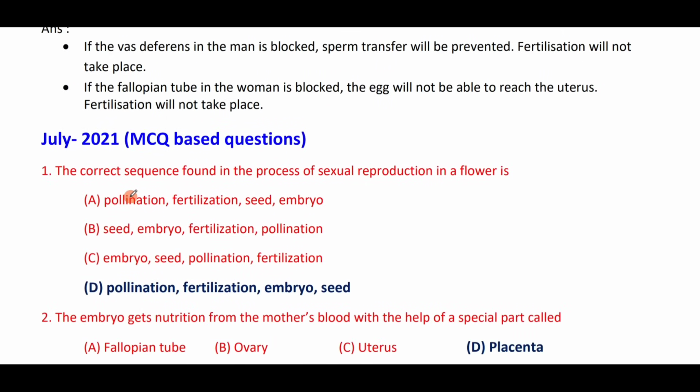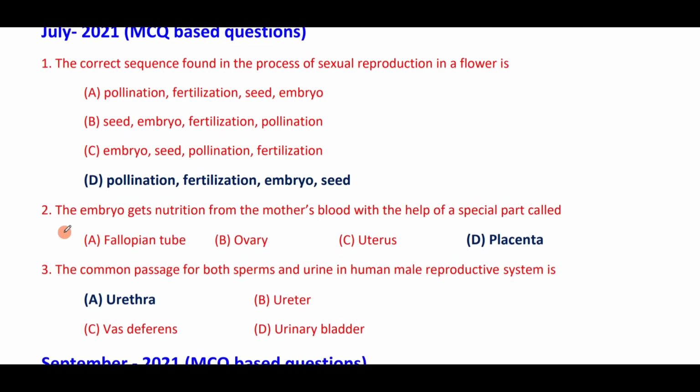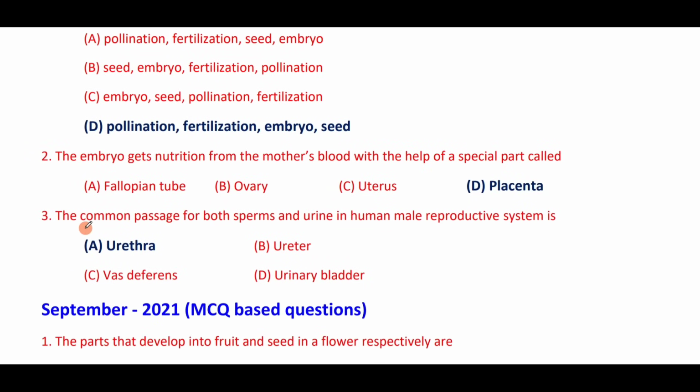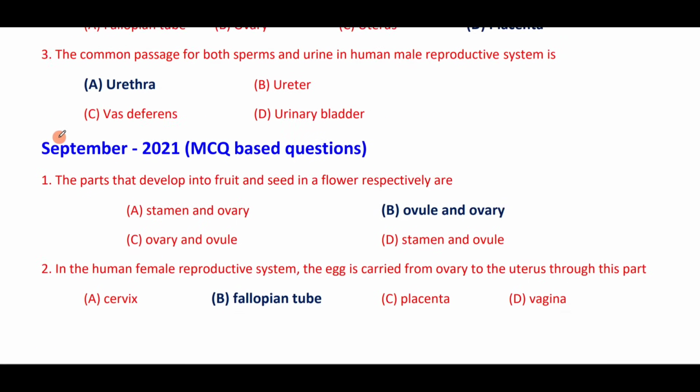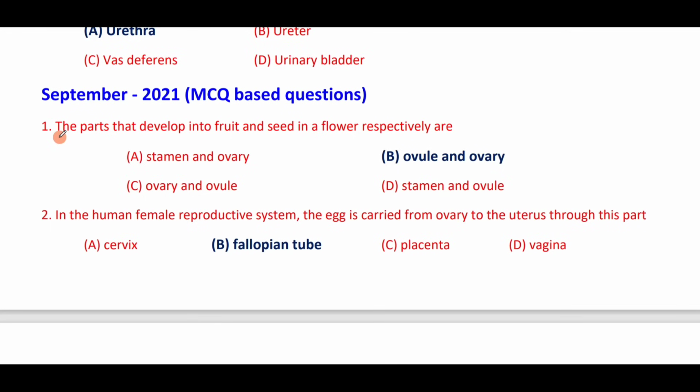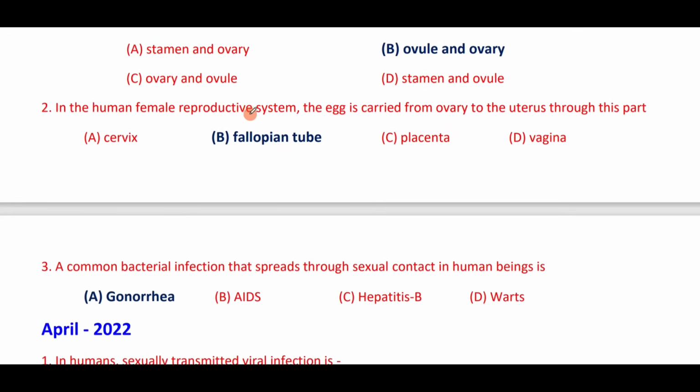The correct sequence found in the process of sexual reproduction in a flower is: first pollination, fertilization, embryo, then seed. The embryo gets nutrition from the mother's blood with the help of a special part called the placenta. The common passage for both sperms and urine in the human male reproductive system is the urethra. The parts that develop into fruit and seed in a flower respectively are ovary and ovule. In the human female reproductive system, the egg is carried from the ovary to the uterus through the fallopian tube.